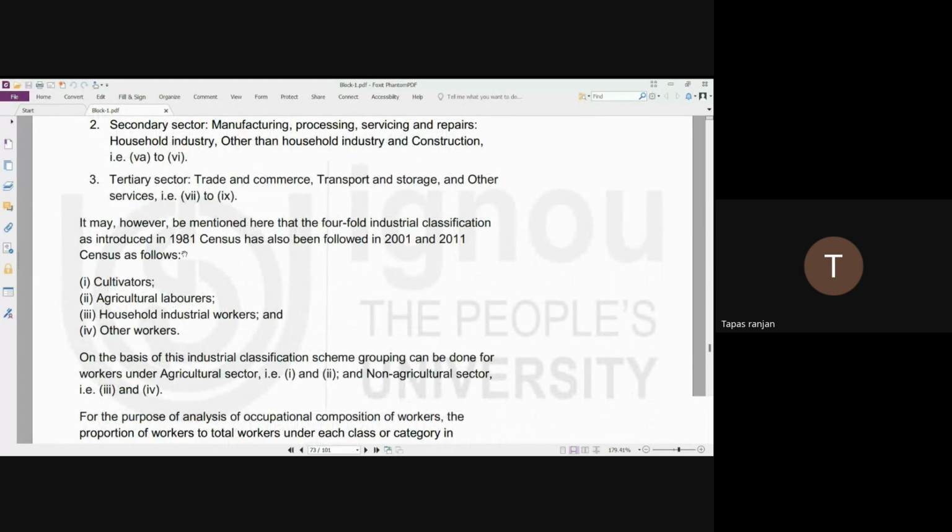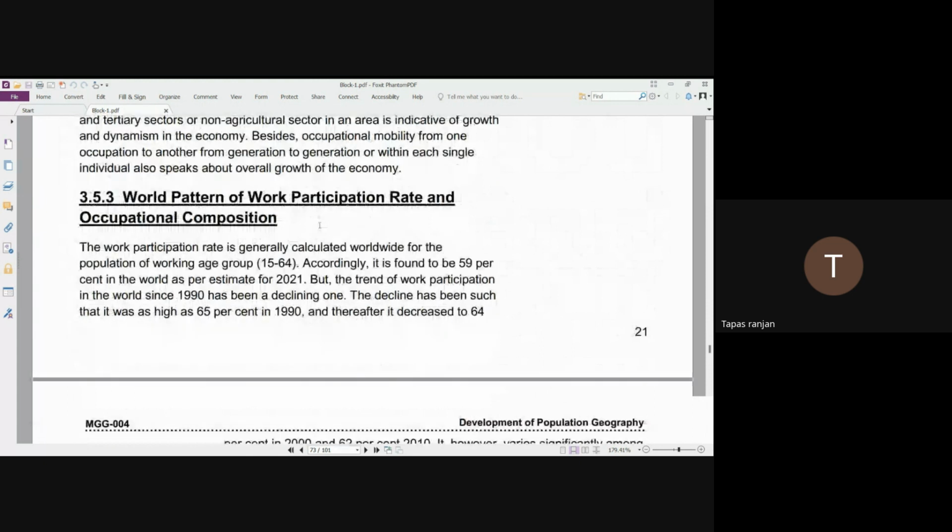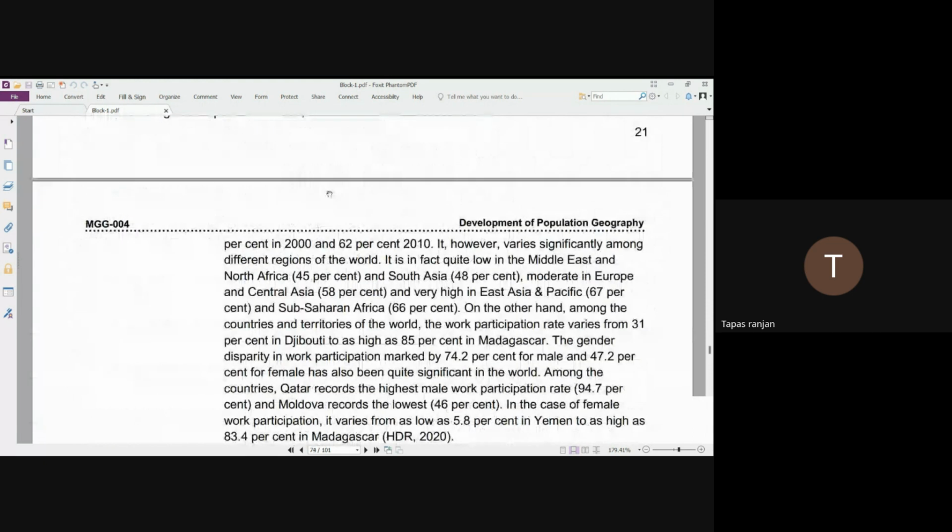According to the 1981 census, there were four classifications: agricultural cultivators, agricultural laborers, household industrial workers, and other workers. This has been given by the Census of India, and that has also been followed in the 2001 and 2011 census. The pattern of work, you can go through it.